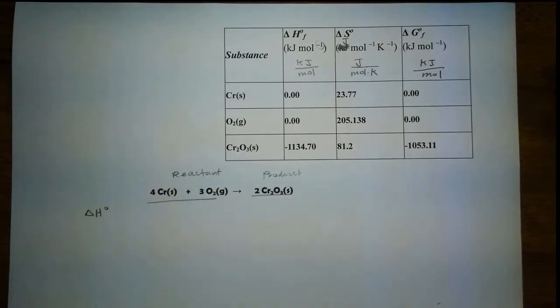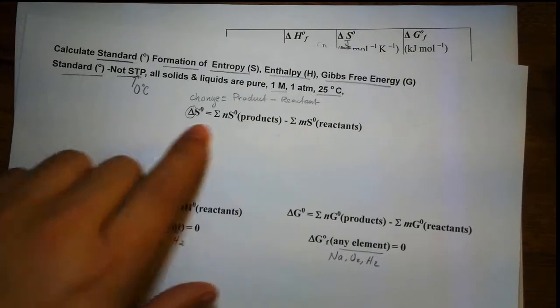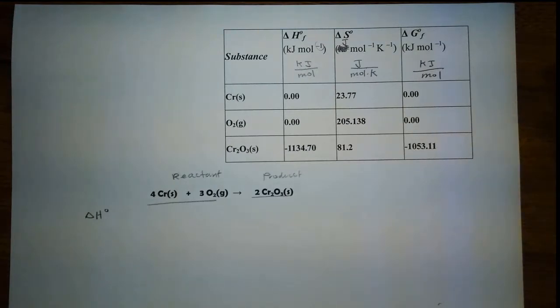And notice how we have the letters n and m. What does that tell you? Those are the coefficients. Those are the number of moles, okay? Because the number of moles will affect the total as well.